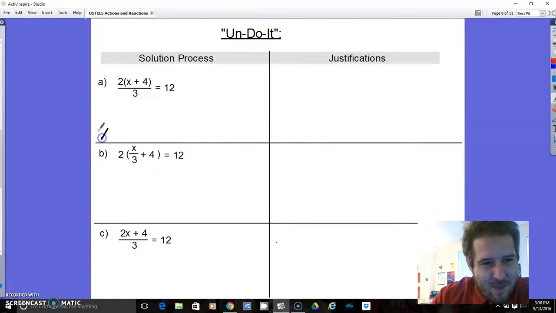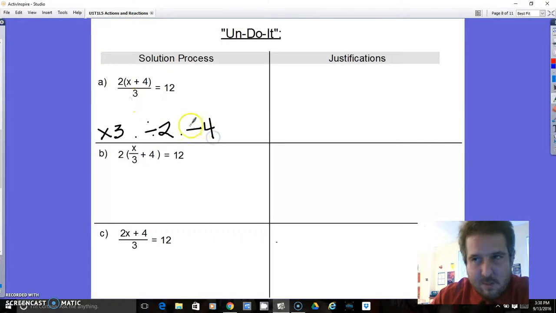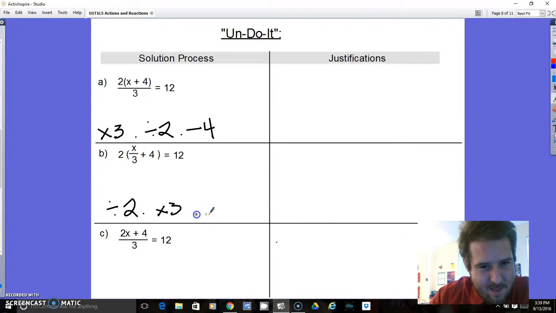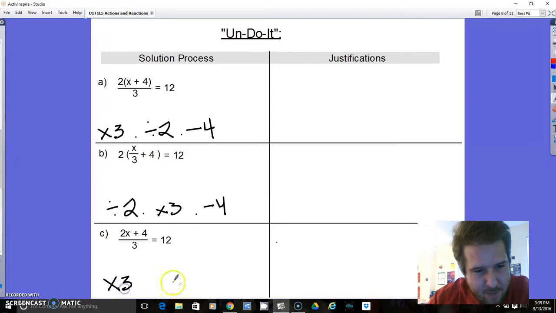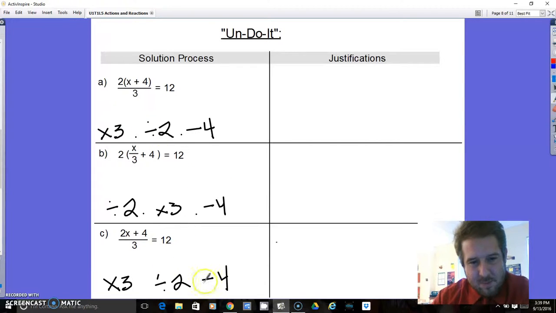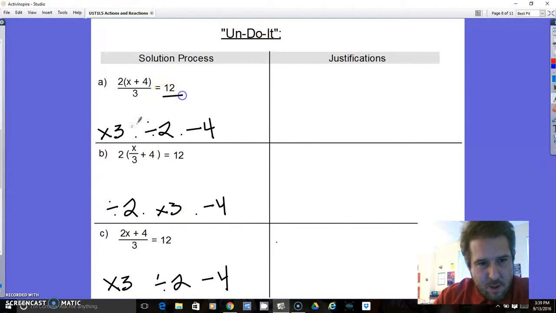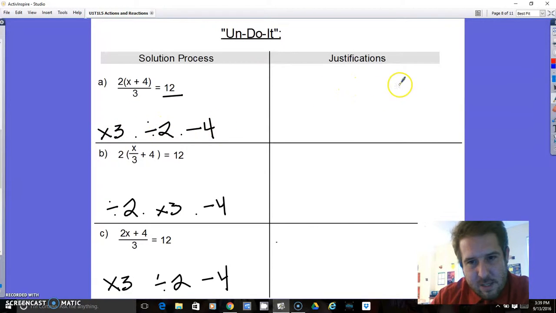You're going to multiply this one times 3, and then divide by 2, and then subtract 4. It takes 3 steps. The next one is going to be divide by 2 and then multiply by 3 and then subtract 4. And the last one is going to be multiply by 3 and then divide by 2 and then subtract 4. So it's the same steps to solve each question, just in a different order. And what you notice is that when you take 12 times 3 is 36, divided by 2 is 18, minus 4 is 14.